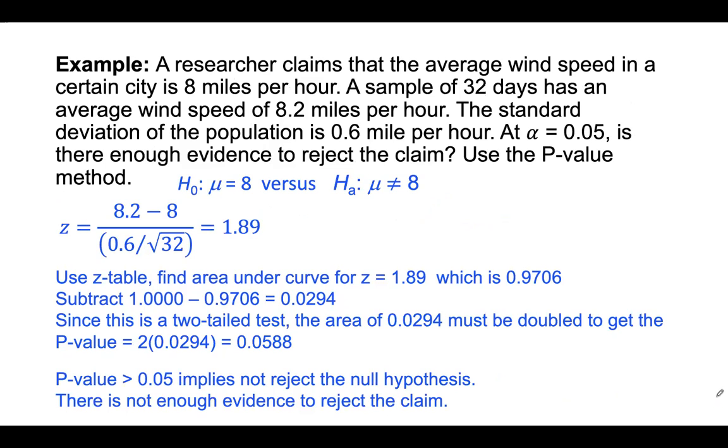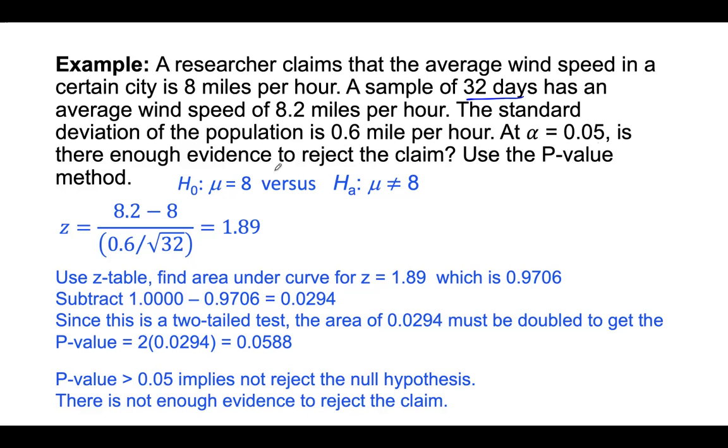I think this is our last example. So a researcher claims that the average wind speed in a certain city is 8 miles per hour. A sample of 32 days has an average wind speed of 8.2 miles per hour. The standard deviation of the population is 0.6 miles per hour. And this alpha equals 0.05. Is there enough evidence to reject the claim?